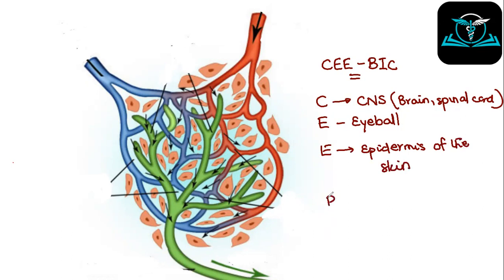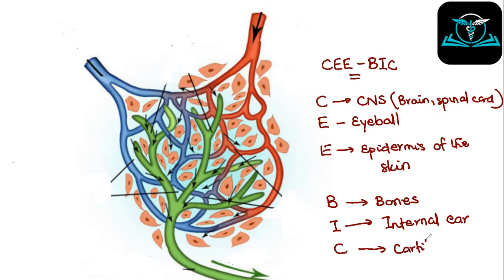B stands for the bones. I stands for the internal ear. And then the C here again stands for cartilage. And so these tissues do not have lymphatic vessels in their tissue spaces.